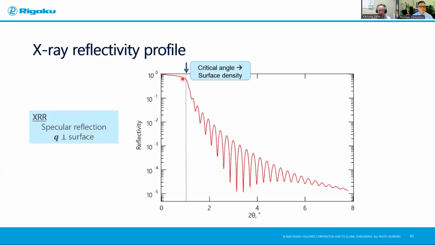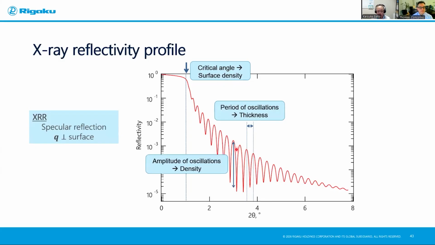But after this angle, X-rays start penetrating into the sample. This angle is specifically called the critical angle for total reflection. This angle is a function of the surface density. And then you may be able to see the thickness oscillation like this. This gives us the thickness information. The amplitude of the oscillation provides us density information, and the slope gives us surface roughness information. So very briefly, we can extract this information from the XRR spectra.